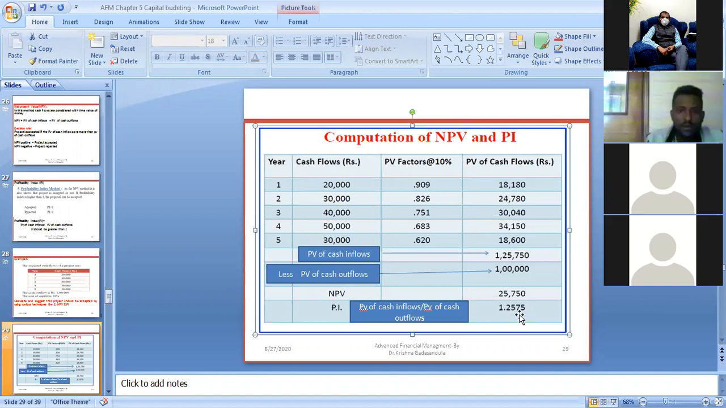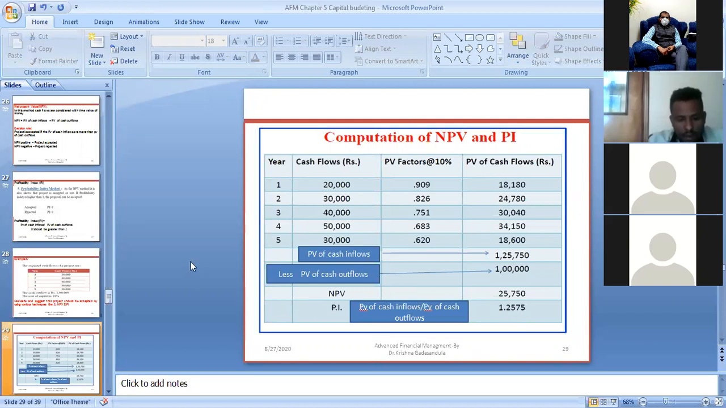So the profitability index is greater than 1, so it is also accepted. As per PI and as per NPV, both are accepted. So this is the calculation of NPV and profitability index. Now I think you have understood NPV and profitability index.